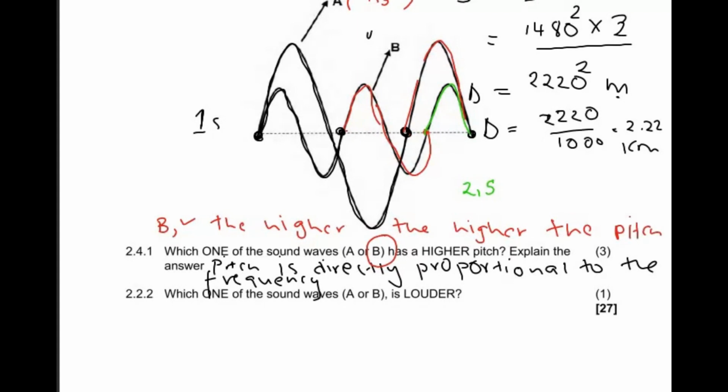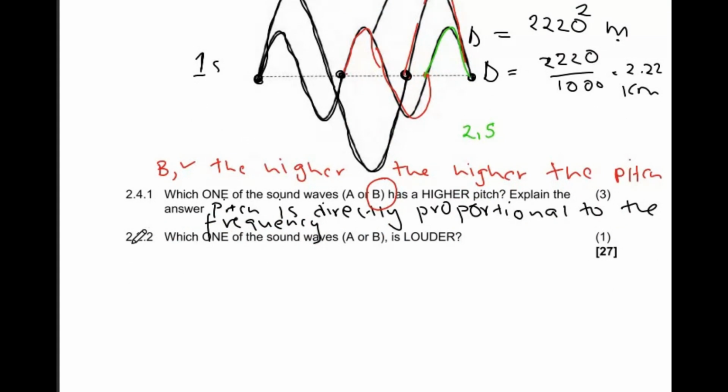And now we have question 2. I see they said 2.2.2. It's supposed to be 2.4.2, right? When you're writing, either you lift your hand to alert your invigilator about the mistake, but typically write it as 2.2.2. And then it says which one of the following sound waves, A or B, is louder.